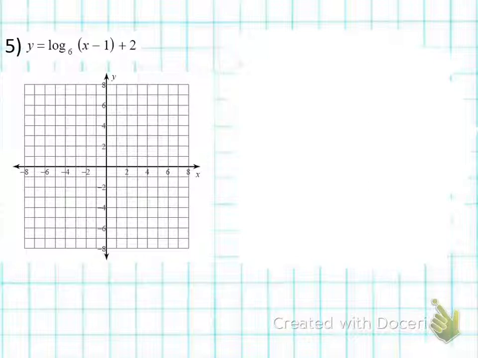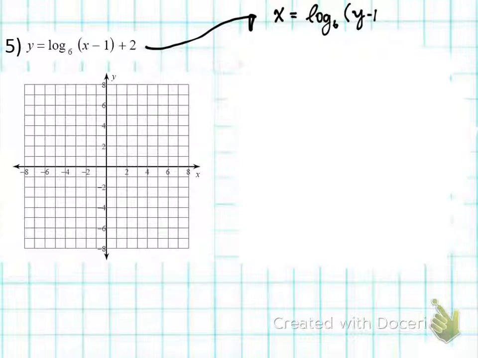Okay, so we're going to flip the x and y, so I'll rewrite it over here so there's space. So we're going to write x equals log base 6 of y minus 1 plus 2. Okay?